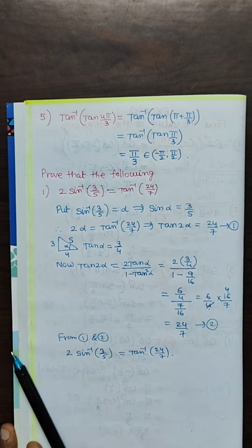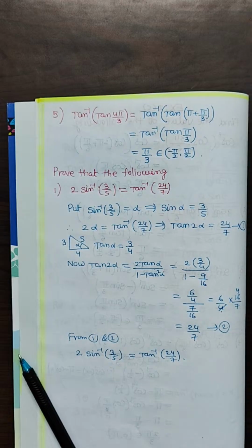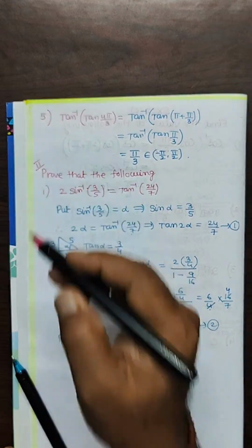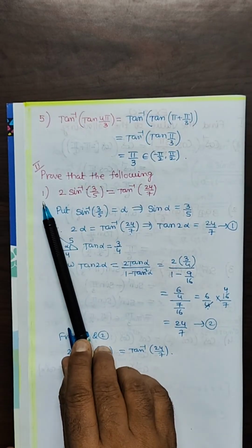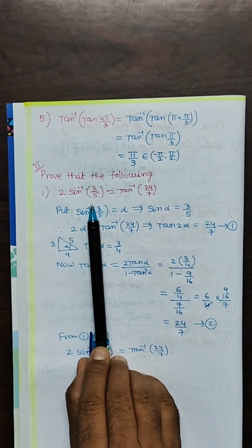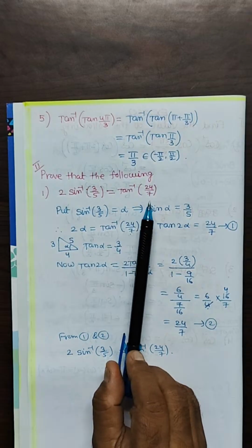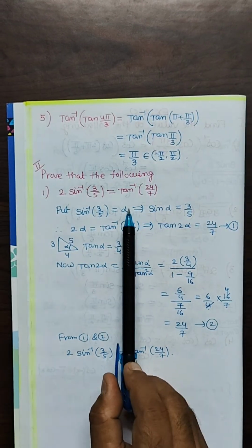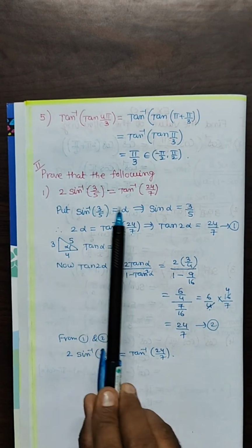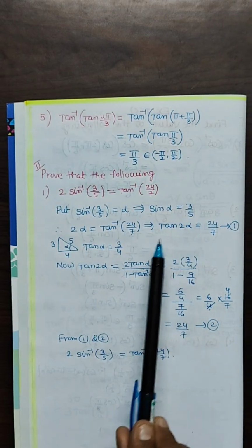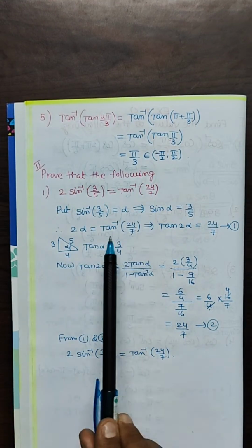Okay dear students. Now we'll move to the second bit, that is prove the following. In the second bit, first question, prove that 2 sin inverse of 3 by 5 is equal to tan inverse of 24 by 7. To prove this result, put sin inverse of 3 by 5 equal to alpha. So sin alpha equals 3 by 5. Wherever sin inverse 3 by 5 is there, replace with alpha. 2 alpha equals tan inverse of 24 by 7.